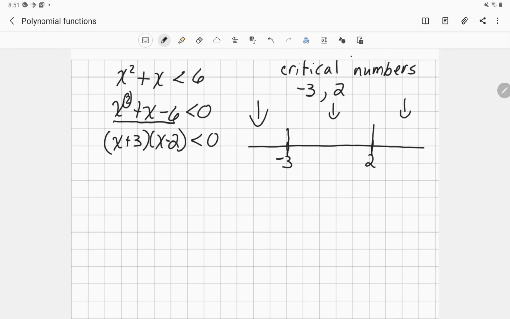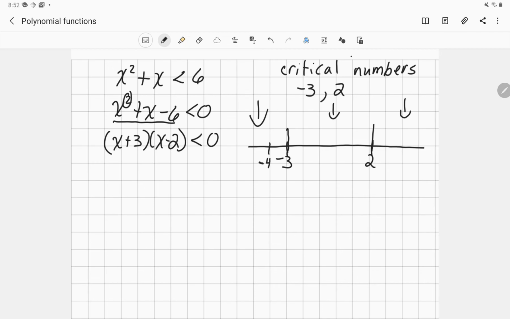So we're going to pick a number in this first section first. So numbers before negative 3. You can pick any number you want that is before negative 3. You can pick negative 4. You can pick negative 5. You can pick negative 672. It doesn't matter, as long as it's before negative 3. I'm going to go the easy route, and I'm going to pick negative 4. I'm going to put that back into either x squared plus x minus 6 or into x plus 3 times x minus 2, either the factored or non-factored form, doesn't matter.